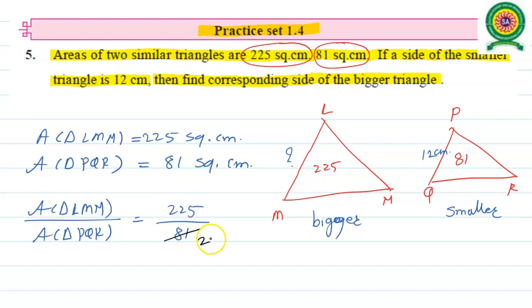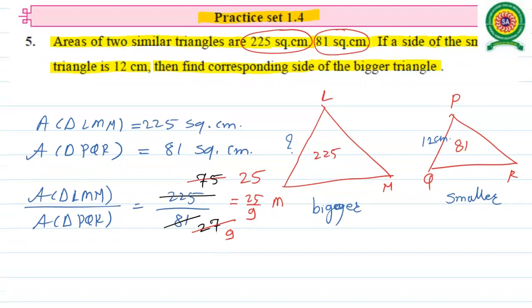3 2s are 6 and 3 7s are 21. 3 7s are 21, 3 5s are 15. So we are having 75 divided by 27. Again both are divisible by 3. 3 9s are 27, 3 2s are 6, 3 5s are 15. So the ratio is of the form 25 divided by 9.